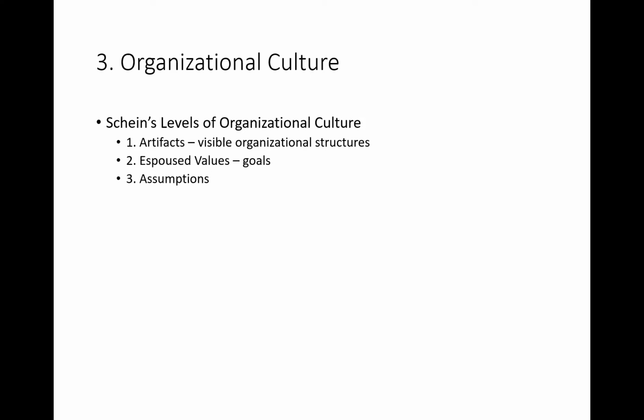And he makes the argument that there are three different levels to an organization's culture: what he calls artifacts, espoused values, and basic assumptions. In terms of artifacts, artifacts are tangible, visible parts of the organization that we can, as an outsider, study to learn about that organization and its daily life.